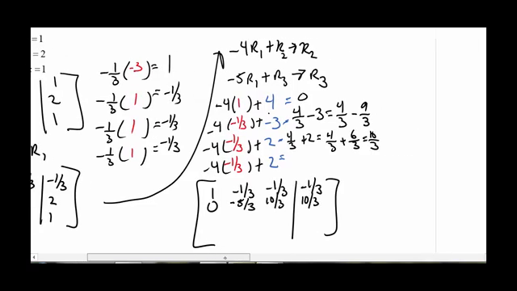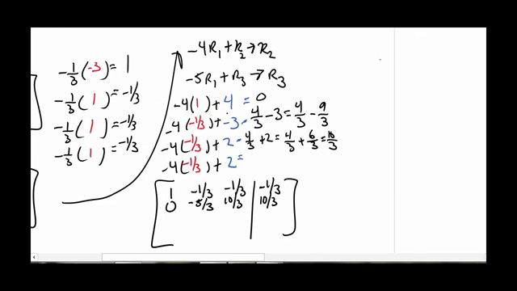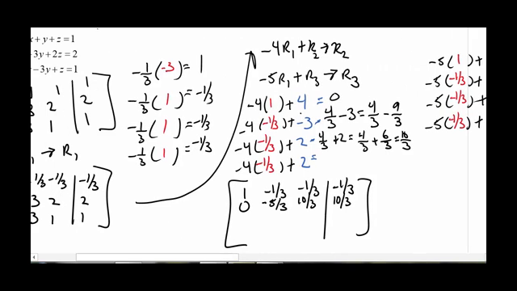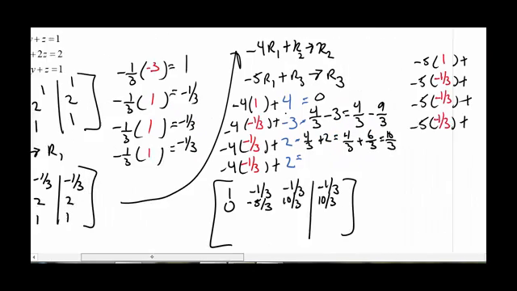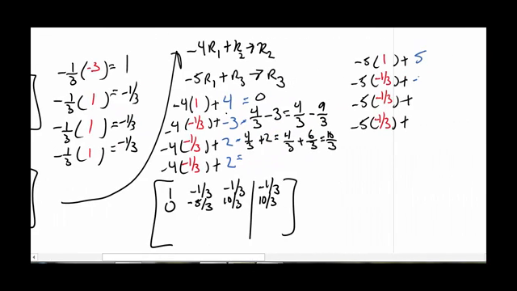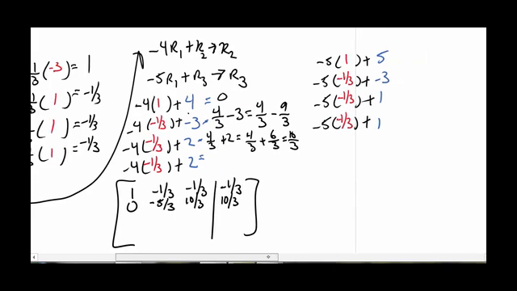All right, and then we have that -5 times row 1. All right, so let me write that out. So -5 times something plus something. So we can see that. All right, and then our old row 1 was 1, negative a third, negative a third, and negative a third. And then the other row 3 was 5, negative 3, 1, 1.